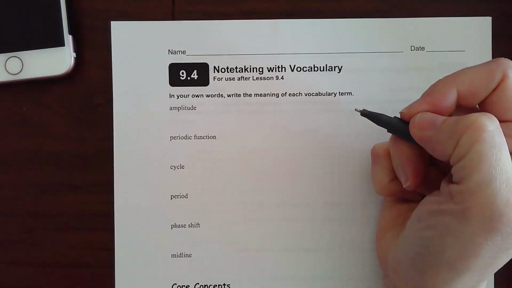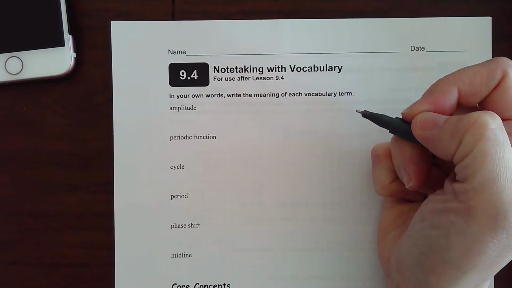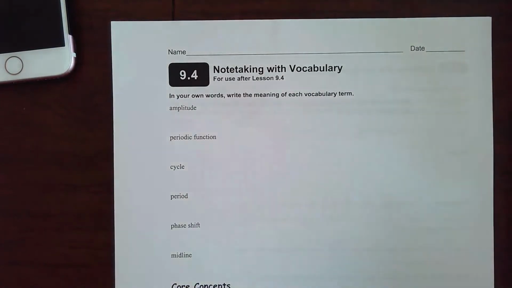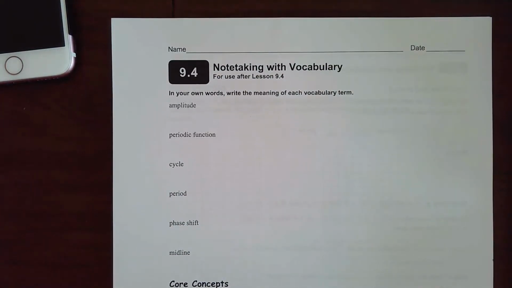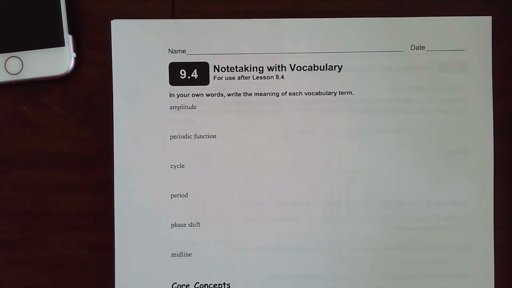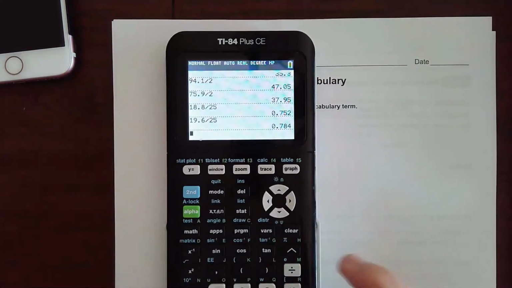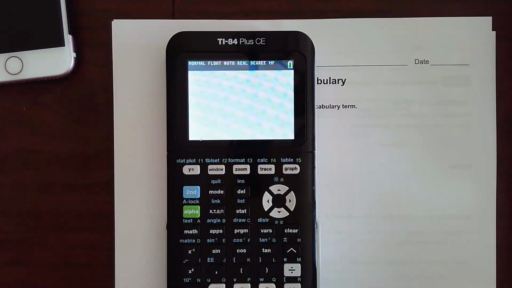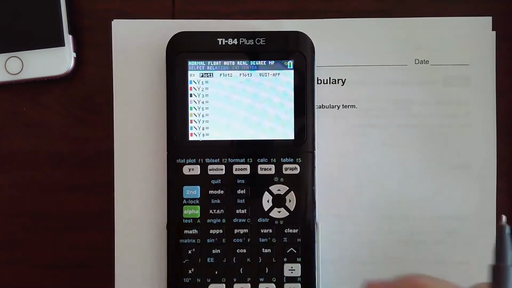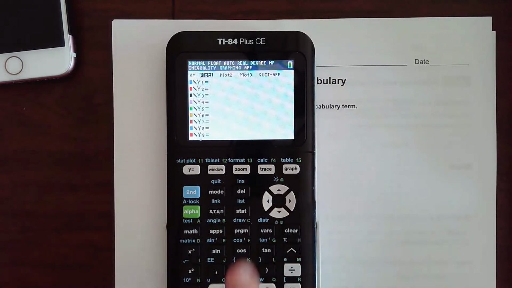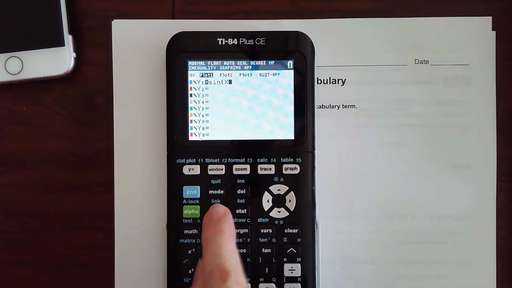All right, so first and foremost, what we need to talk about are some of the components of what makes up a graph of a sine function. I don't know if any of you have actually graphed a sine function, but let's look at it real quick on your calculators. So first, let's go to your y equals. Let's just graph a basic sine function. You hit sine, then x, and then graph.